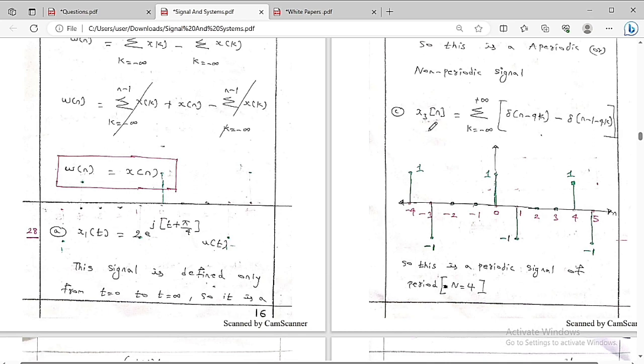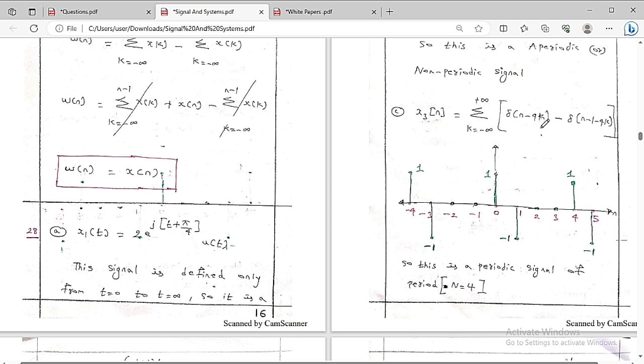Now let's go for option C. Option C is S2 of n is equal to the sum over k of delta of n minus 4k minus delta of n minus 1 minus 4k. So now I need to draw this waveform, because I want to comment on whether it is periodic or aperiodic. So this is the x3 of n, right?